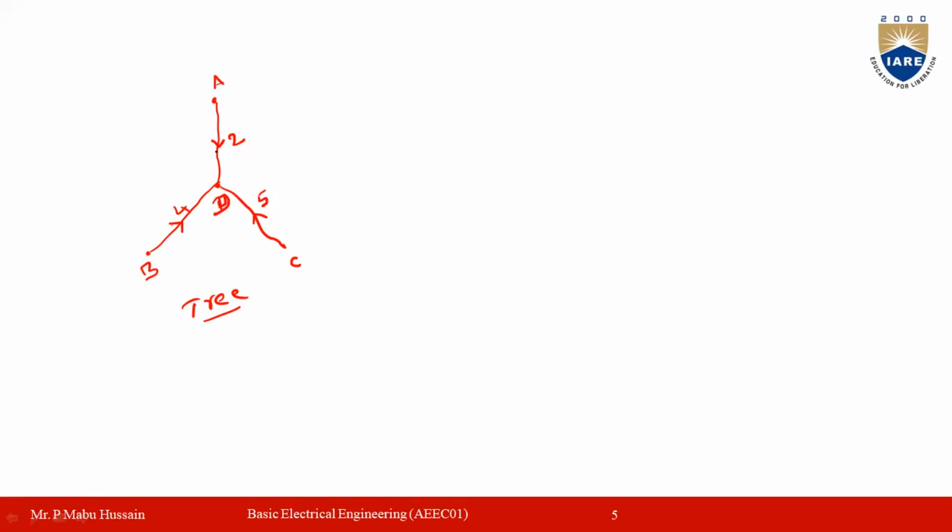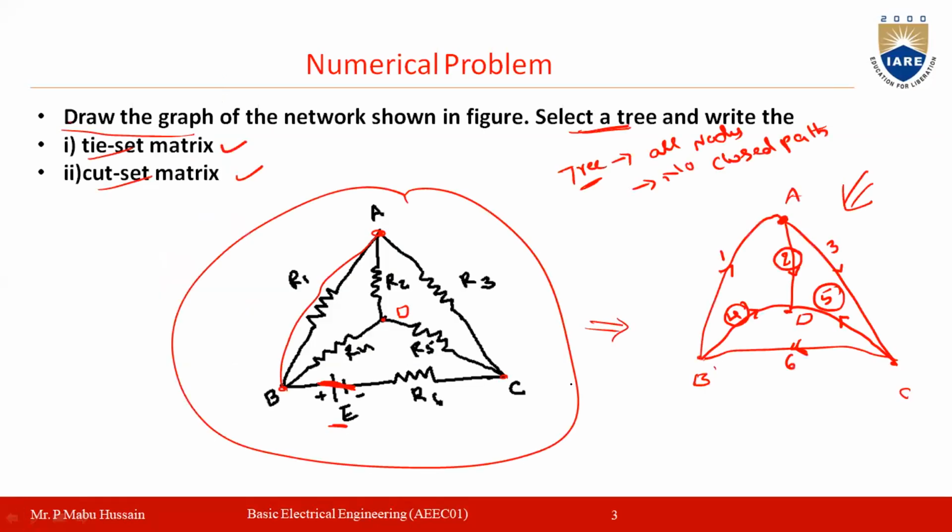So what is a link? Here between A and B you have one link, between A and C you have another link, and between B and C you have another link. Okay, so see here in the previous graph.